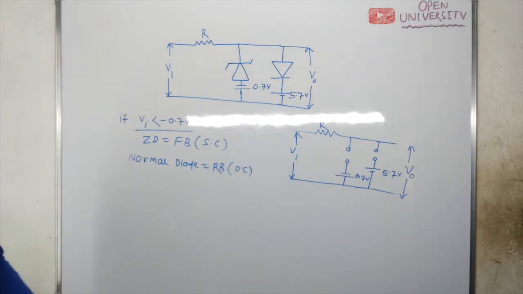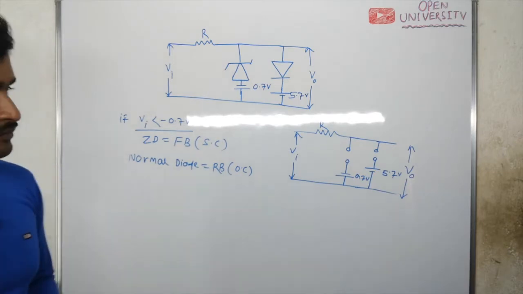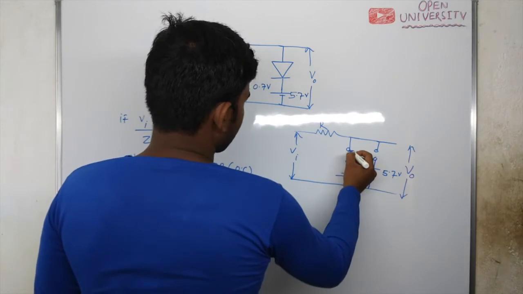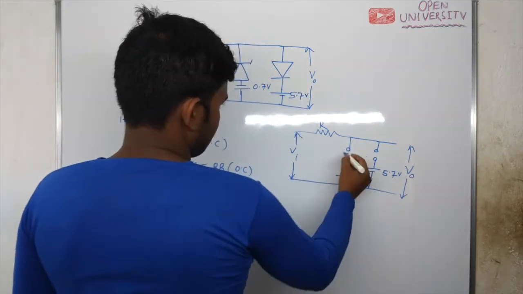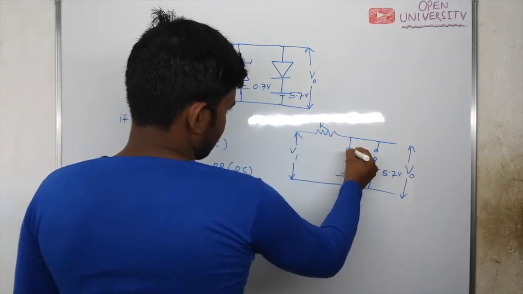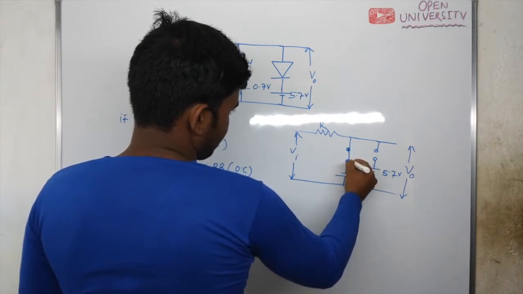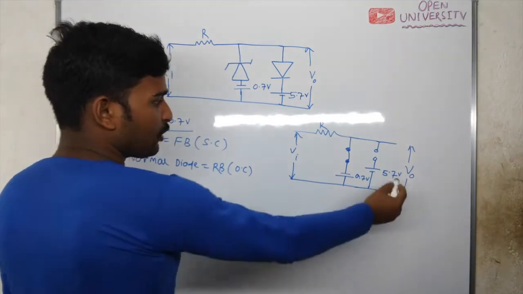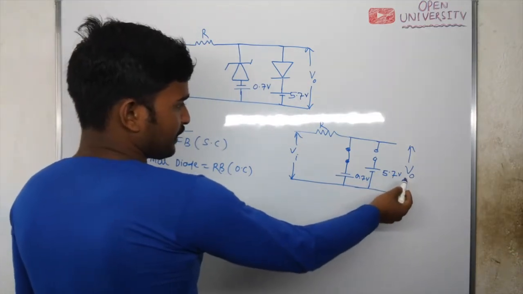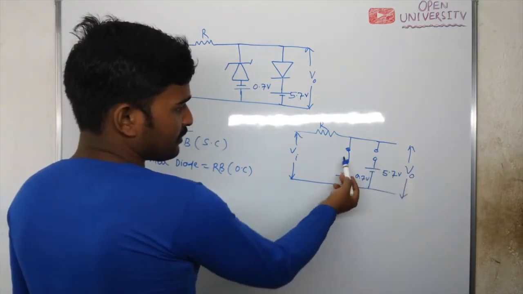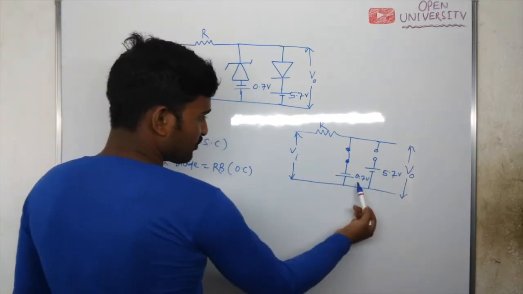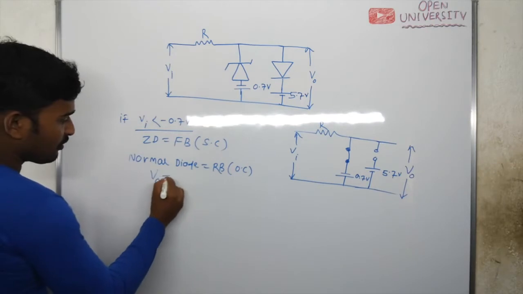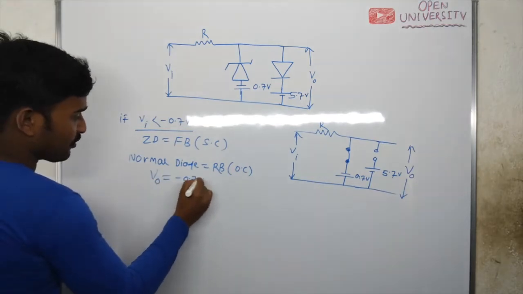So make this short circuit like this and make this open circuit like this. By looking at this circuit, I have open circuited this diode and short circuited this diode. So what will be the output voltage? Equal to minus 0.7 volt. So in this case, the output voltage becomes minus 0.7 volt.